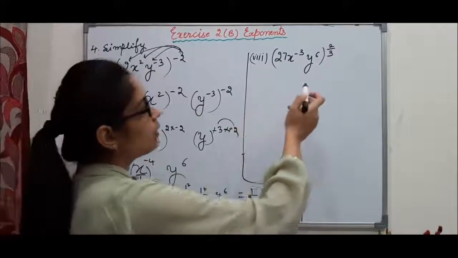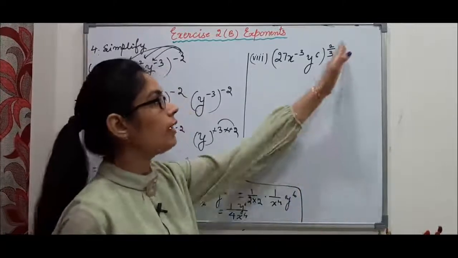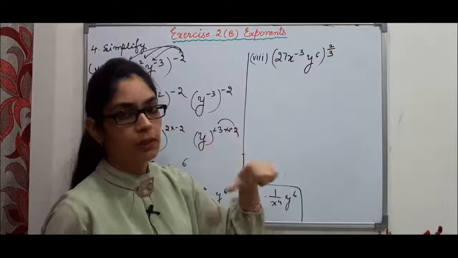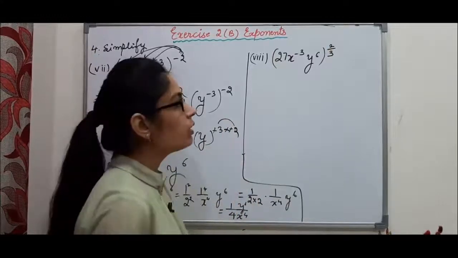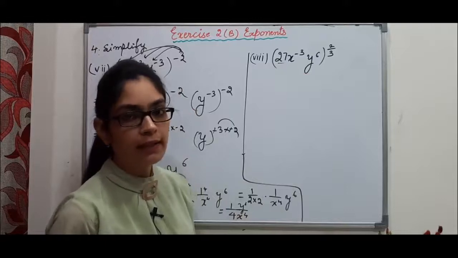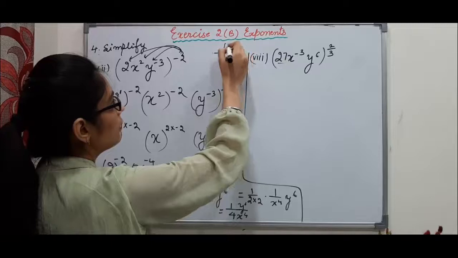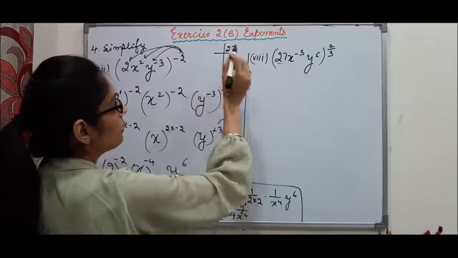Let's do the next one. In the next one, the power is also already in fraction form, this whole power. So when the power is in fraction form, these inner numbers, if possible, we have to write in their exponential form. So 27, let's write into its exponential form.